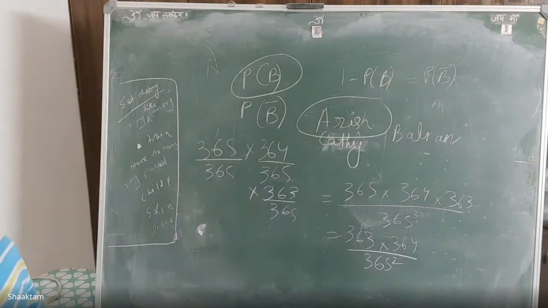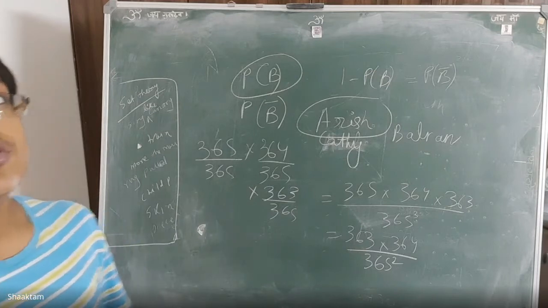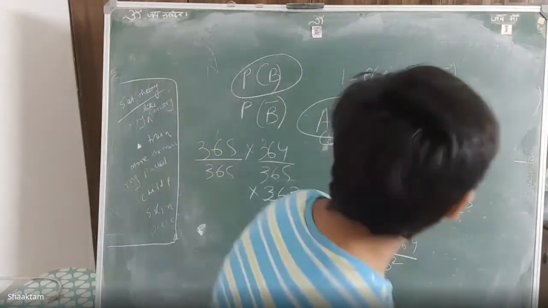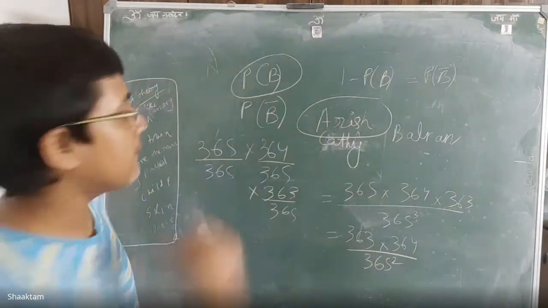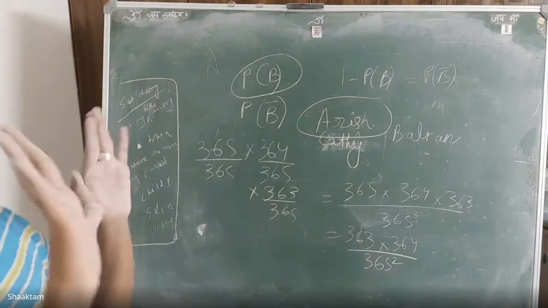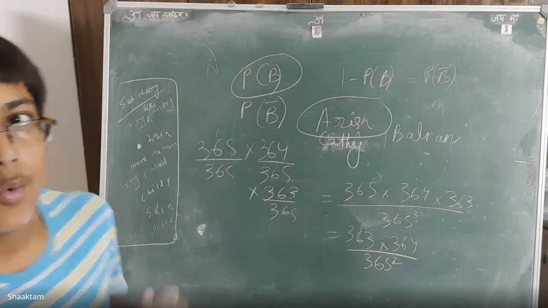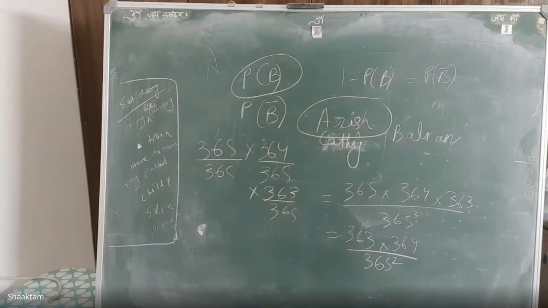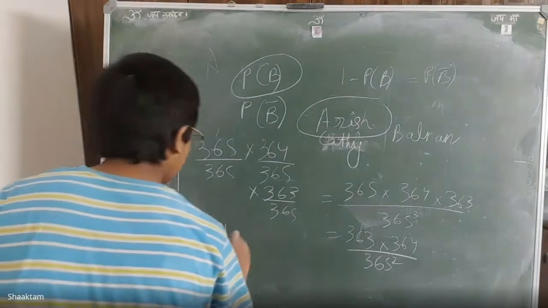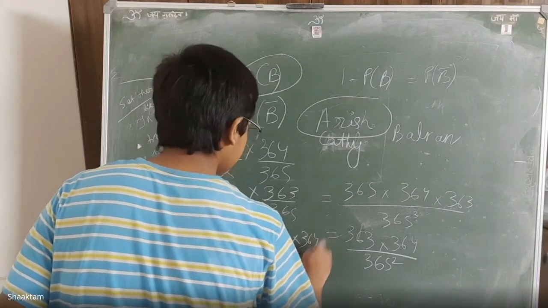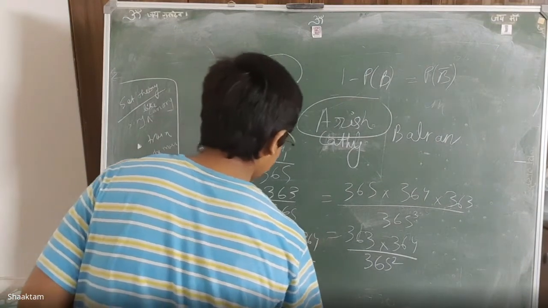The question is asking the probability that at least two or more people have the same birthday, which means either Arish and Balram can have the same birthday, Balram and Kethi can have the same birthday, Arish and Kethi can have the same birthday, or all of them can have the same birthday. What you'll do is simple: 1 minus the probability we got for distinct birthdays. And thus we get the correct answer as 1 minus 363 into 364 by 365 square.